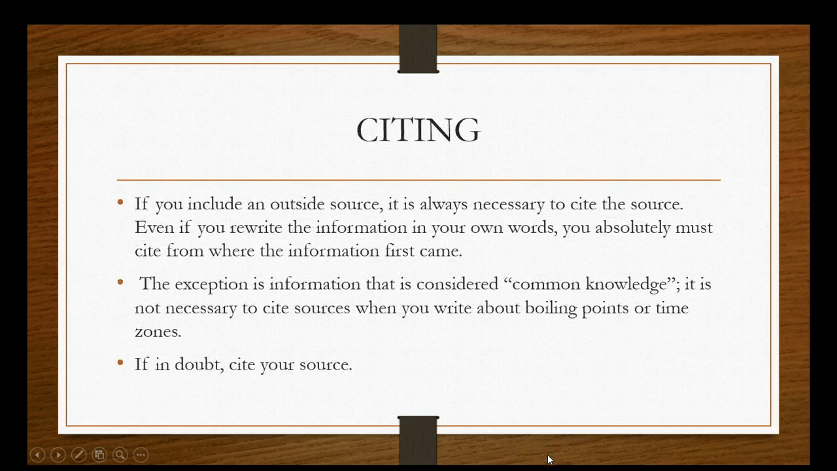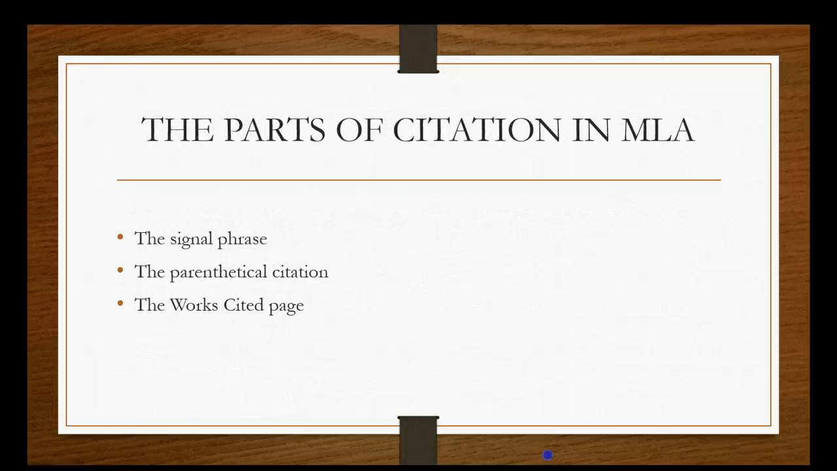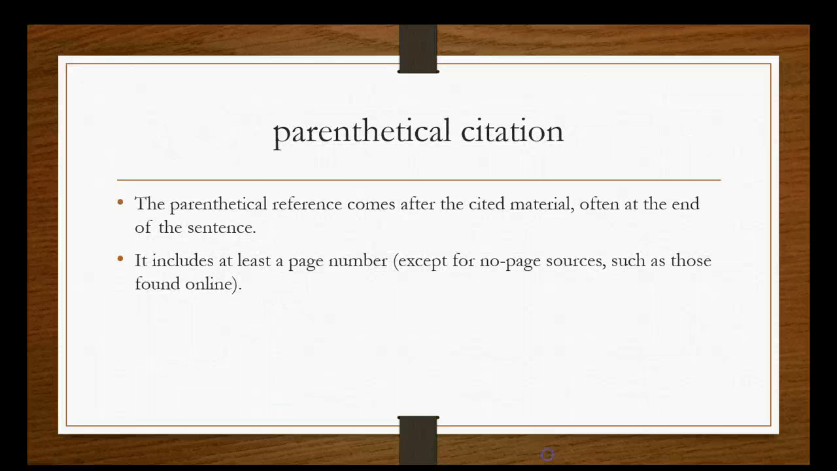If you include an outside source, it's always necessary to cite it. Even if you rewrite it in your own words, you always have to tell your reader where the information came from. The exception is common knowledge. You don't have to cite sources when you're writing about boiling points or time zones. This is common knowledge. But if in doubt, cite your source. There are three parts of a citation in MLA: the signal phrase, which we've already gone over, the parenthetical citation, which we're about to go over, and the works cited page, which we'll also go over.